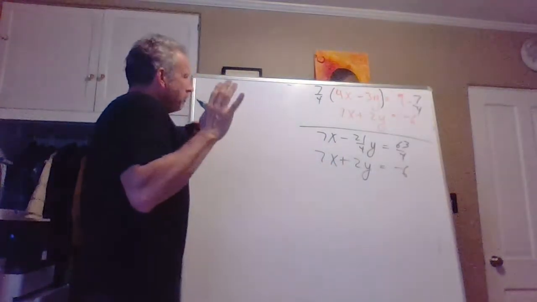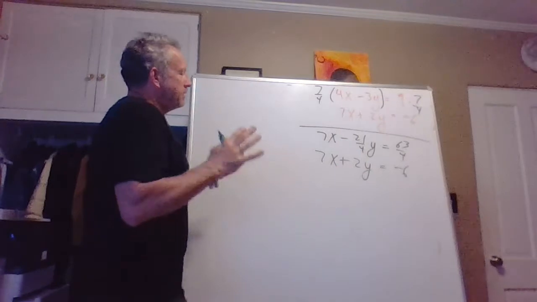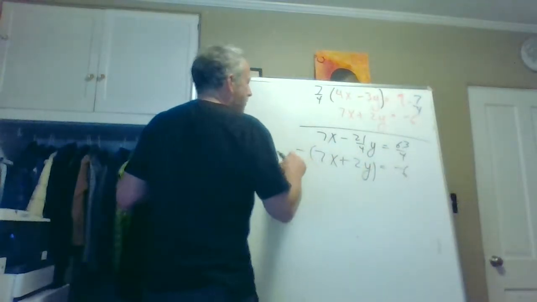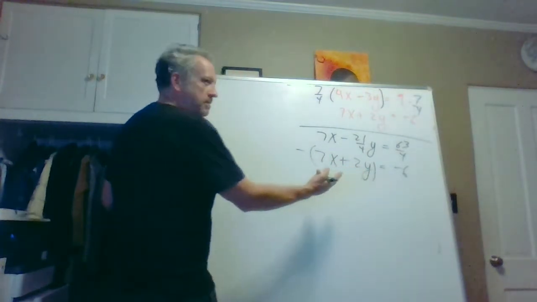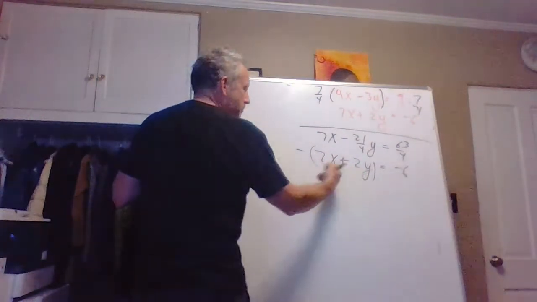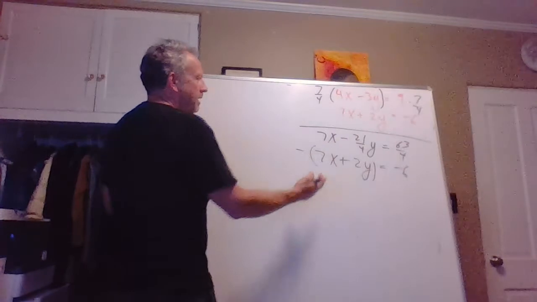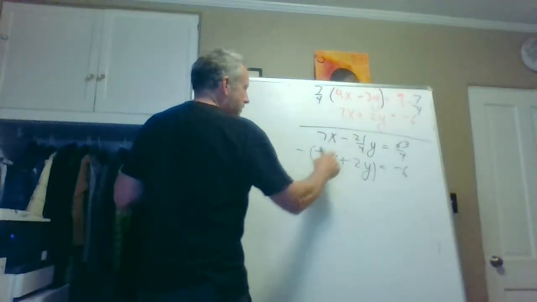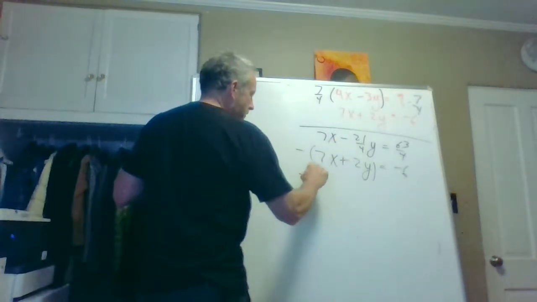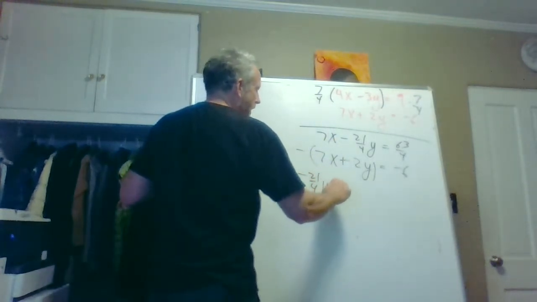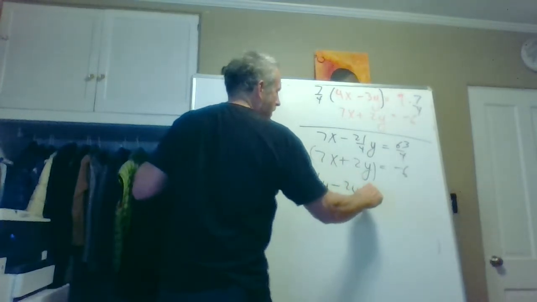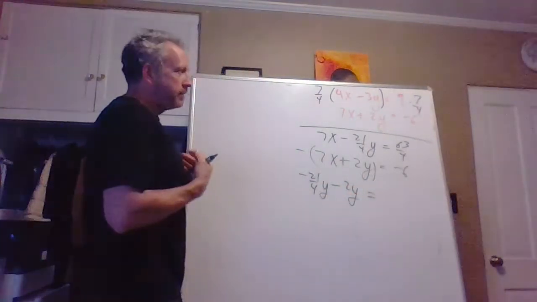Now, you have to be careful in the following sense. I'm going to subtract this, and that means I have to subtract each one of these terms. Now 7x minus 7x, fine, that's gone. What would I have left here? Here, I'll write it down. We have negative 21 over 4 y minus 2y.